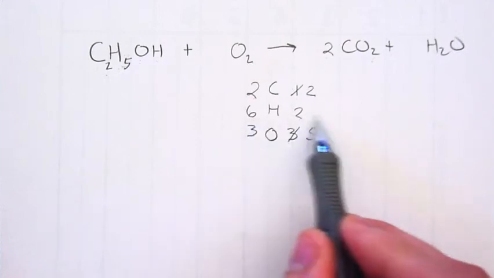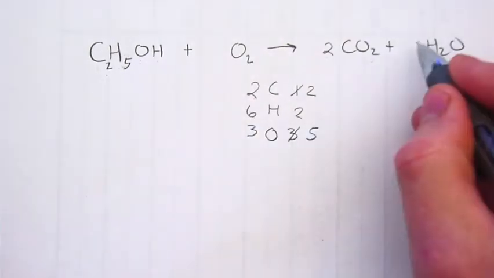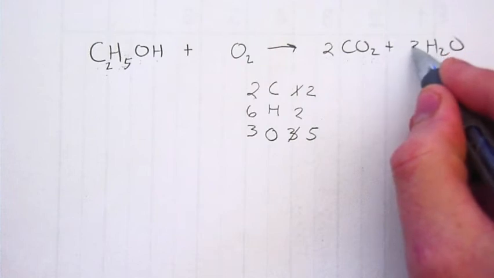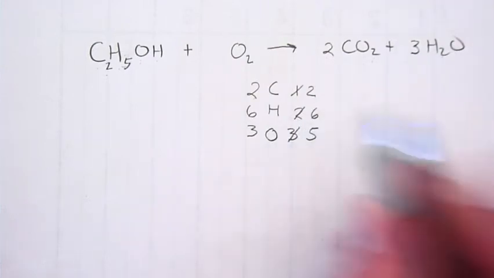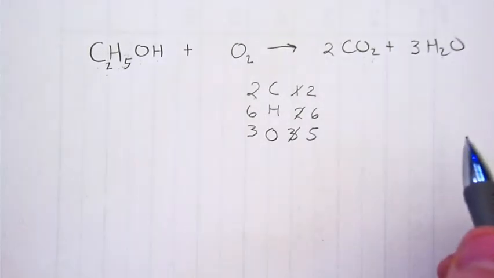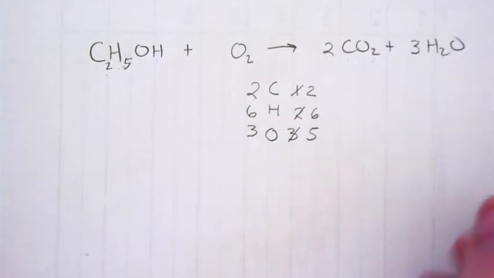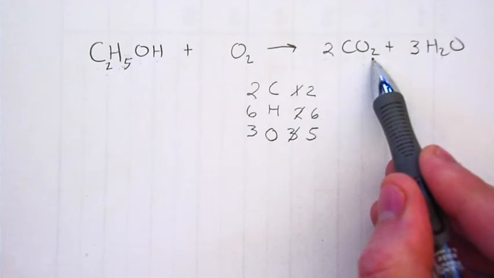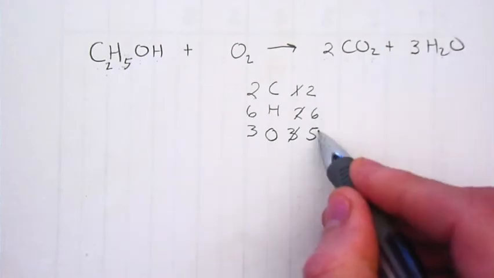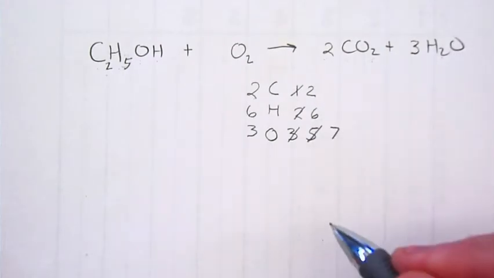Now we do the same thing for hydrogen. We have 6 and we have 2. So we put a 3 there. 3 times 2 gives us 6 hydrogens, but again, it changes how many oxygens there are on the right. Again, we have to retotal it. 2 times 2 is 4, plus 3 more gives us 7.